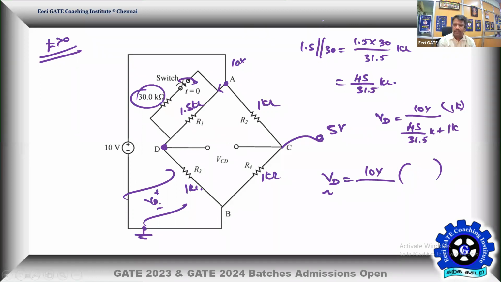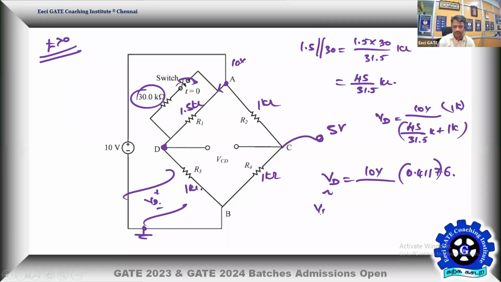It is going to be 45 divided by 31.5, that is equal to 1.428. So plus 1k. So plus 1, okay, that is 2.428. I'm getting kilo ohm in the denominator. So take the inverse. That is going to become 0.41176. I'm getting. Okay, that's a number into 10.